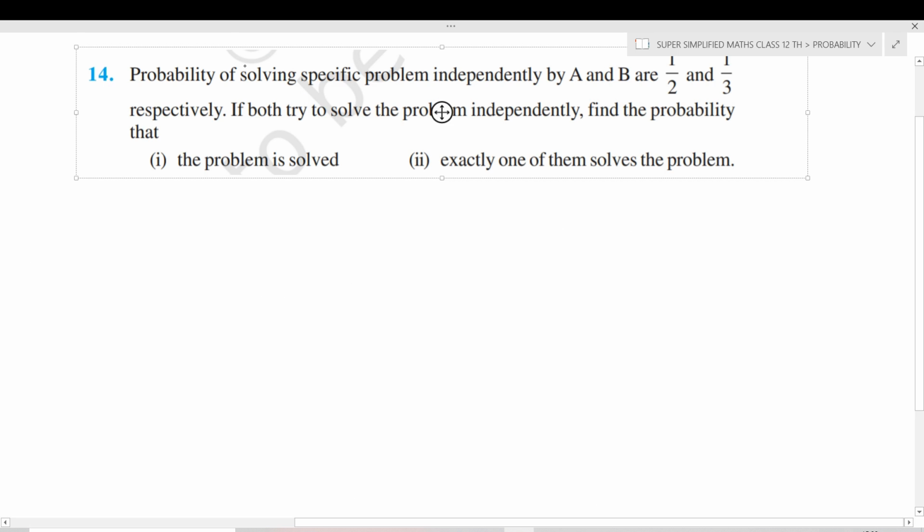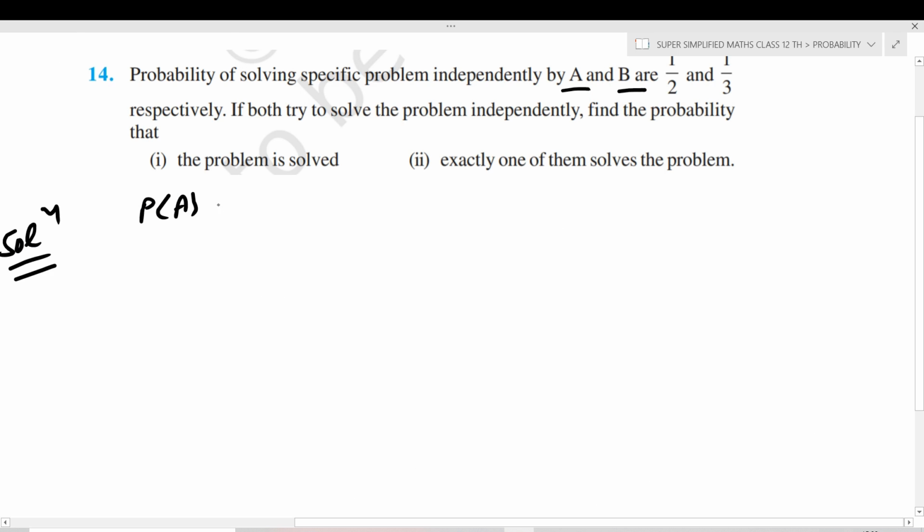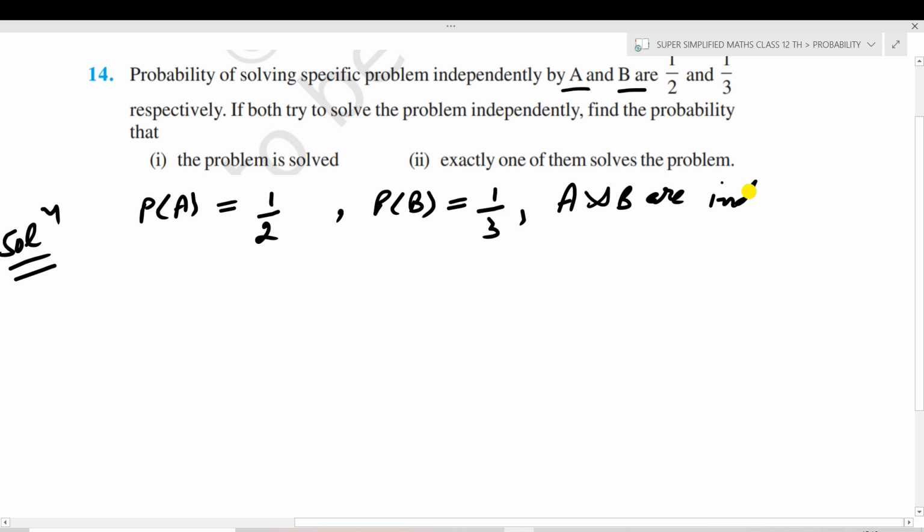Now we have question number 14 of the same exercise. There are two people, A and B, and the probability that A solves a particular problem is given to be 1 by 2. And the probability that B solves the particular problem is 1 by 3. The next thing given is that A and B are independent. Then the question says that both of them try to solve the problem independently. You have to find the probability that the problem is solved.